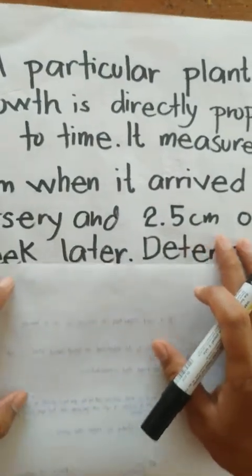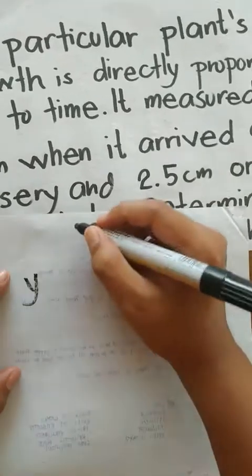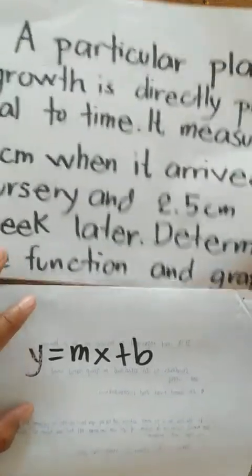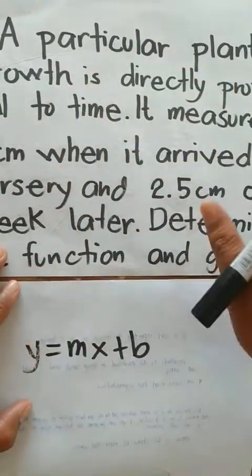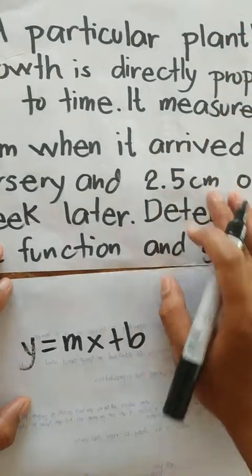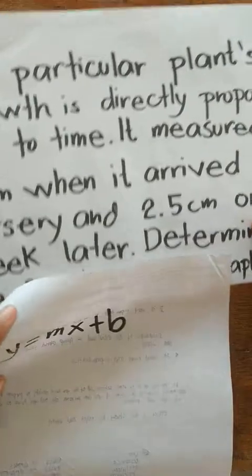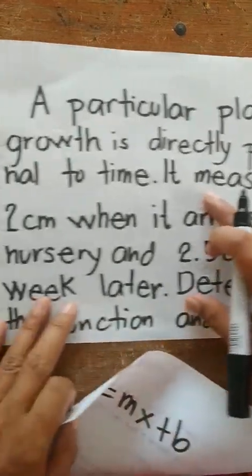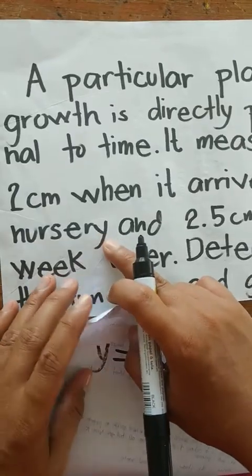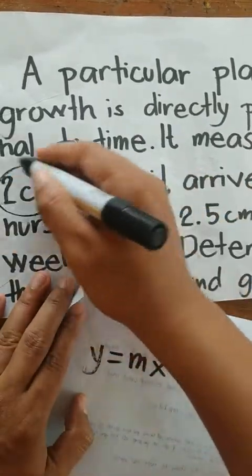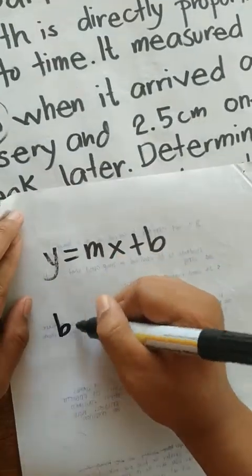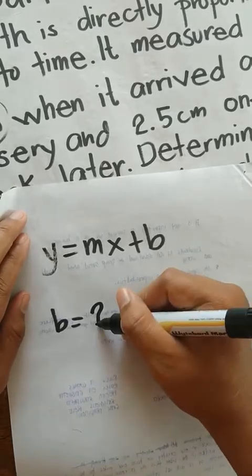I'm going to write y equals mx plus b. First, let us determine within the problem which one of those is not moving. We are trying to look for the y-intercept. It says here that it measured 2 centimeters when it arrived at the nursery, which means our 2 centimeters is our constant. So our b would be 2 centimeters. How about our m?